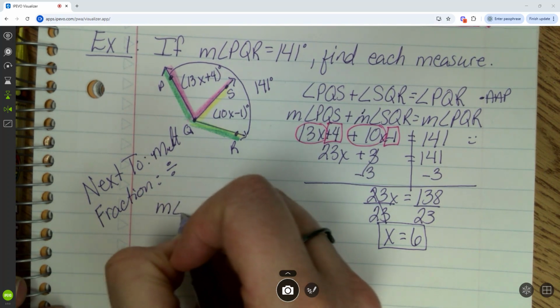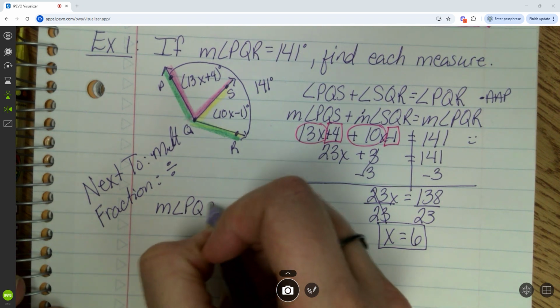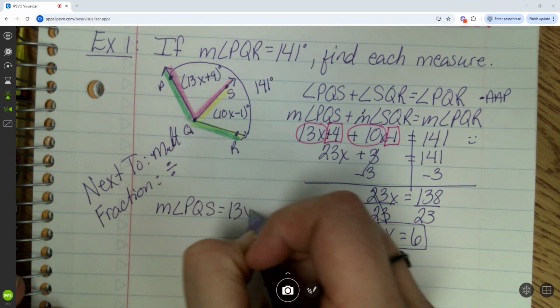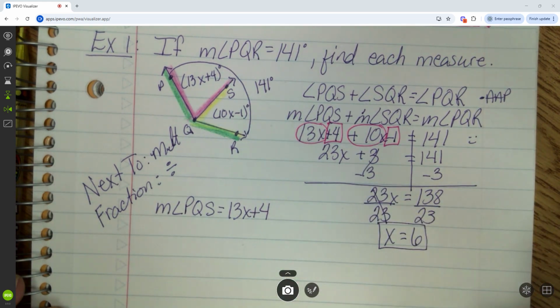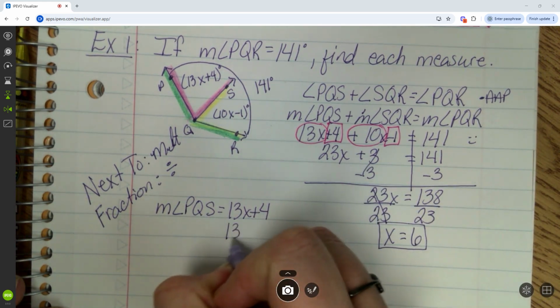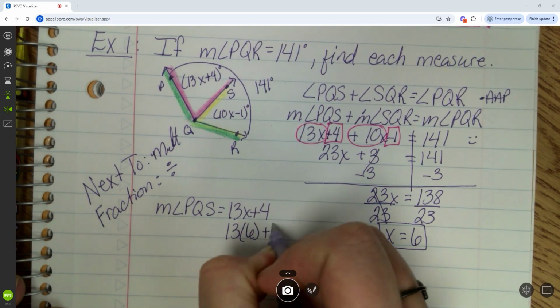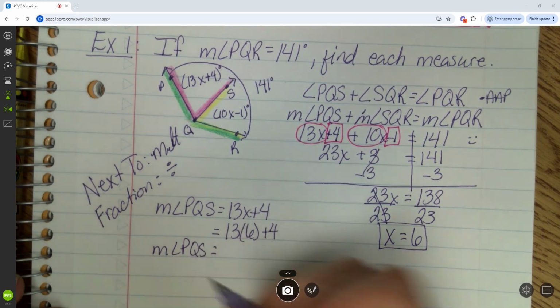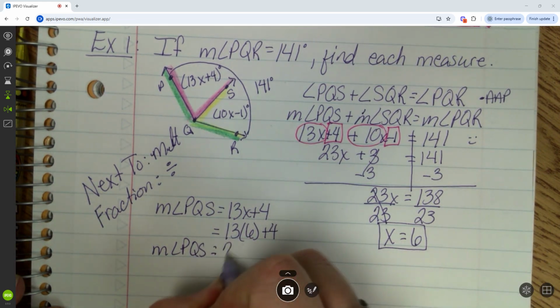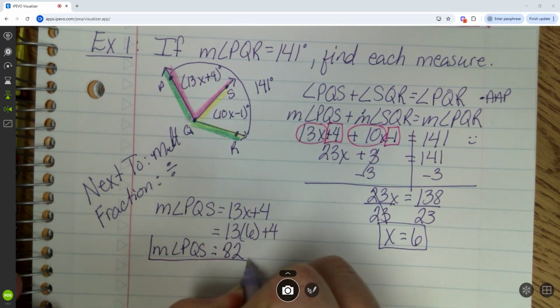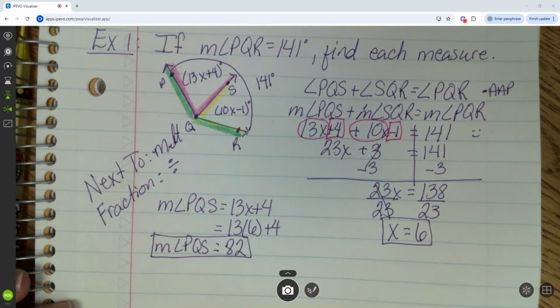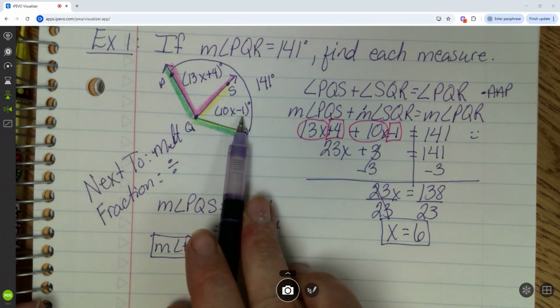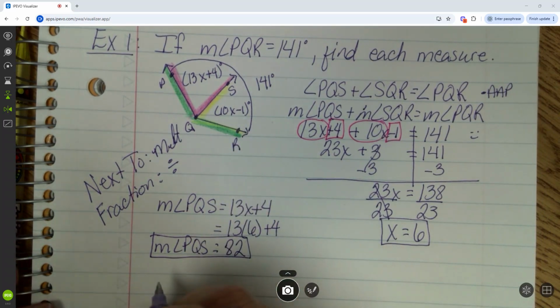So the measure of angle PQS is 13x plus 4. And I can just substitute in my 6 here. Measure of angle PQS is 82. So see, we could go a step further and find that angle. We can go a step further and find this last one.